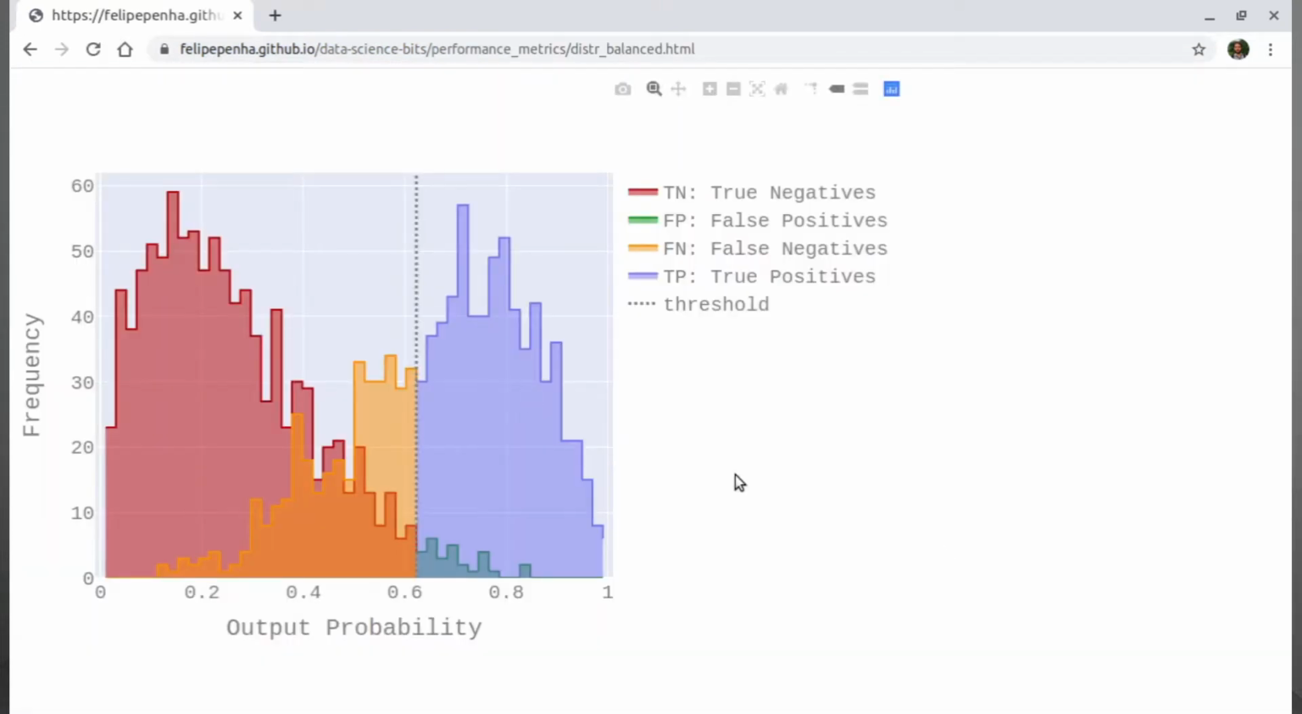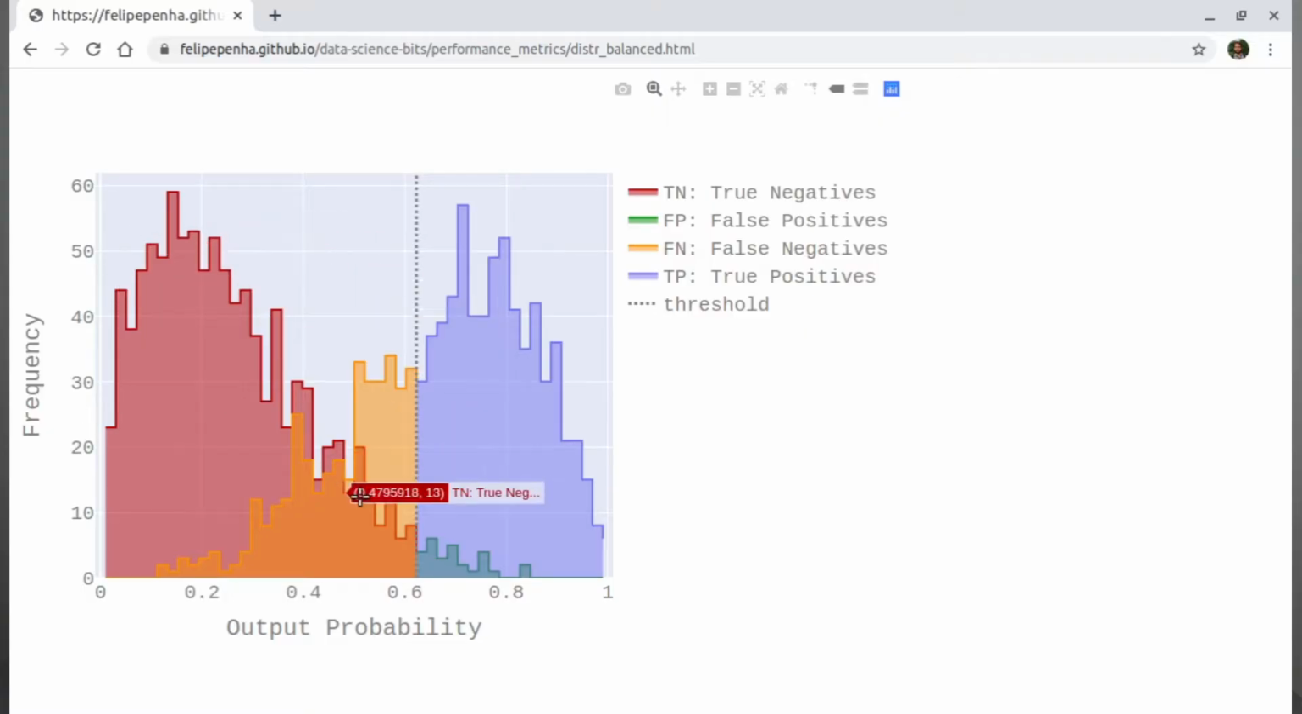On the y-axis we have the frequency, how many times something occurs. And on the x-axis we have the output probability. Here we have a machine learning model that has been trained on labels, and the labels are zeros and ones, or what we call the negative class and the positive class. And the output probability is the probability that the model is providing that a specific case is in the positive class.